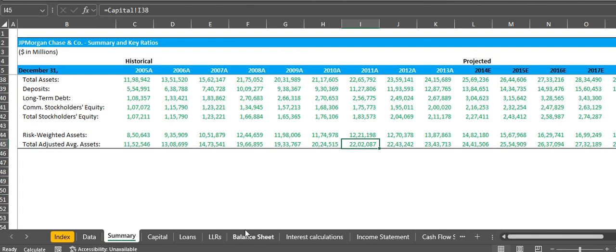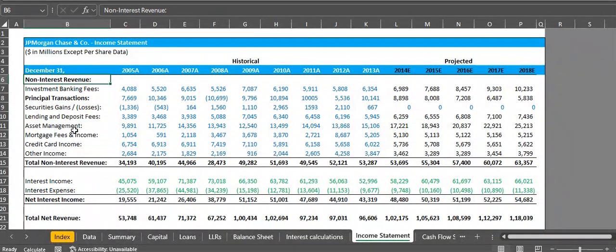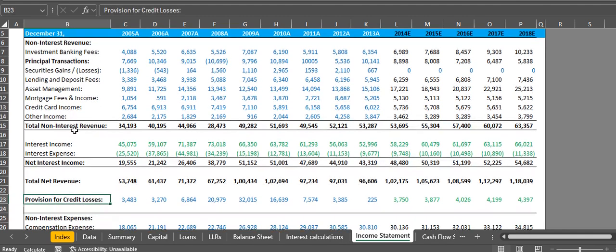Then we go into the summary. Let's go into the income statement as well. So this is the non-interest revenue breakup. The first one is investment banking fees. Then we have the principal transactions, security gains, lending and deposit fees, asset management, mortgage fees, credit card income, and the other incomes are also there. Then we have the interest income and the interest expenses. So this is the total net revenue, that is the sum of the total non-interest revenue and the interest income. Then we have the provisions for credit losses.